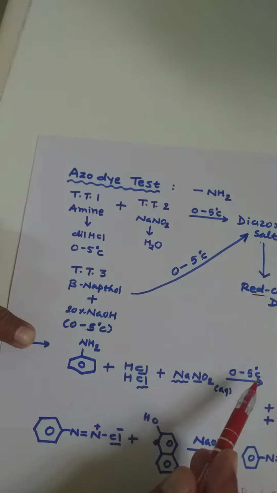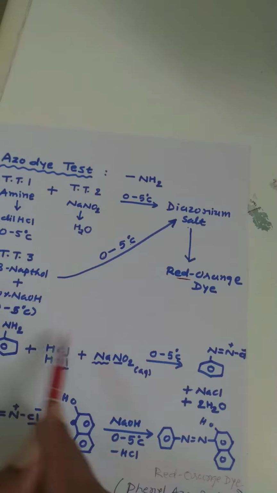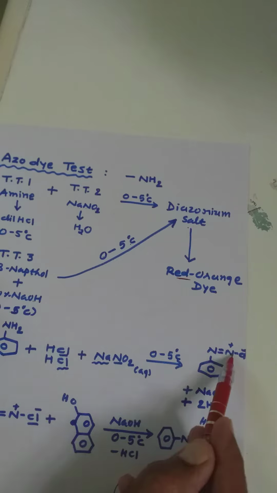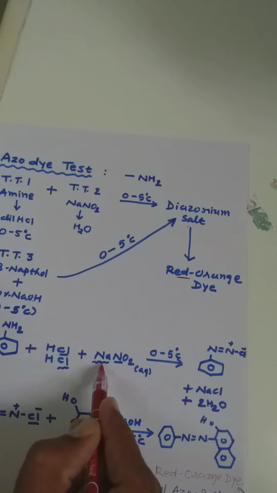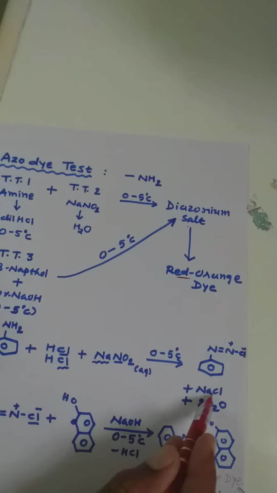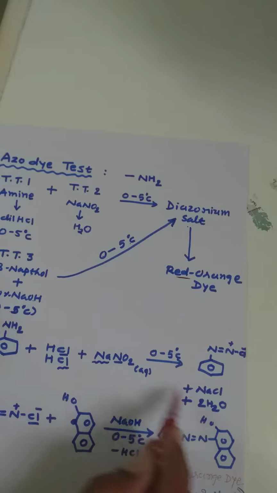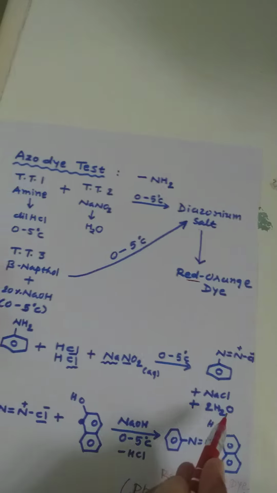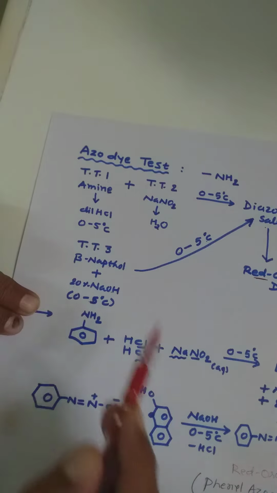So during this chemical reaction, on the structure of benzene, N is combined with N, so N double bond N plus and Cl, so that is Cl minus. The remaining part is Na and Cl, so NaCl, then 4 hydrogens, so 2 H2, and 2 oxygens, so 2 H2O. In test tube number 3, beta-naphthol solution in 20% NaOH.